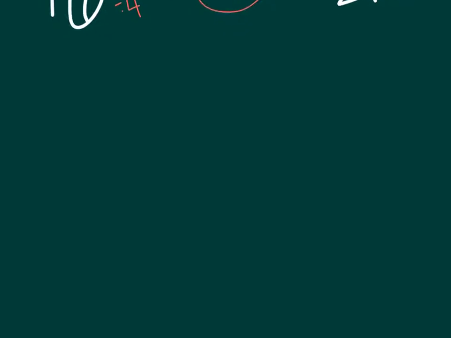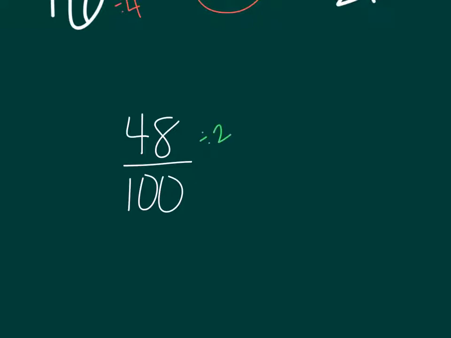Say for instance though, you have a fraction and you have 48, say, over 100. And off the bat, you can't think of something that goes into it. Well, they're both even. If they're both even, then you know at least 2 goes into it. So you could divide each by 2. And then you're left with 24 over 50.